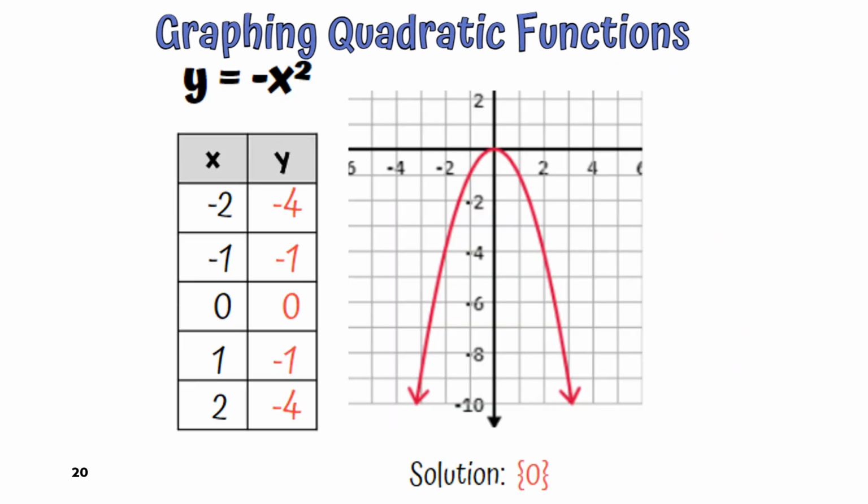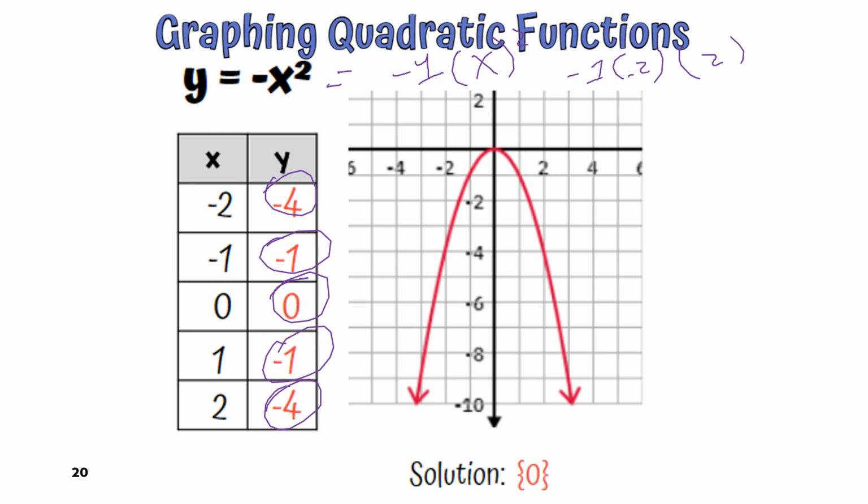And here are my answers. I got -4, -1, 0, -1, and -4. Keep in mind, -x squared is the same thing as -1 times x squared because we've got a coefficient of -1. So anytime you don't see a number in front of a variable, it's understood to be 1. And then we're multiplying it by x squared. So -1 times 2 squared: -2 times -2 is a +4. -1 times +4 is a -4.